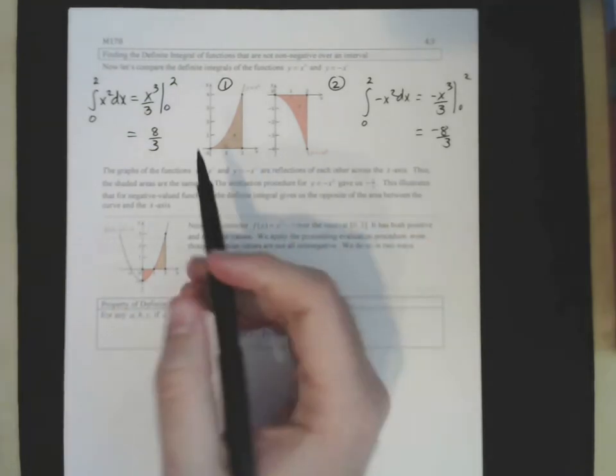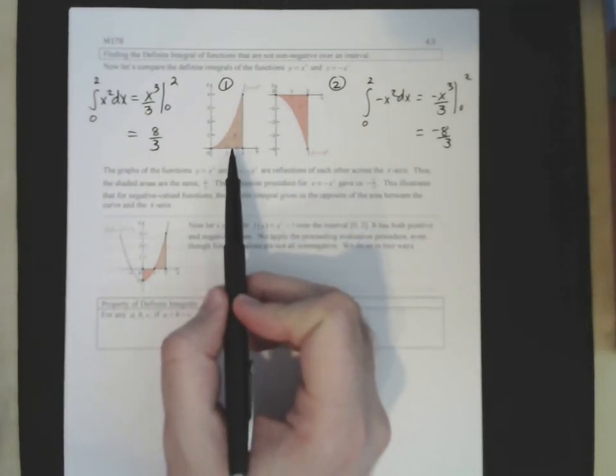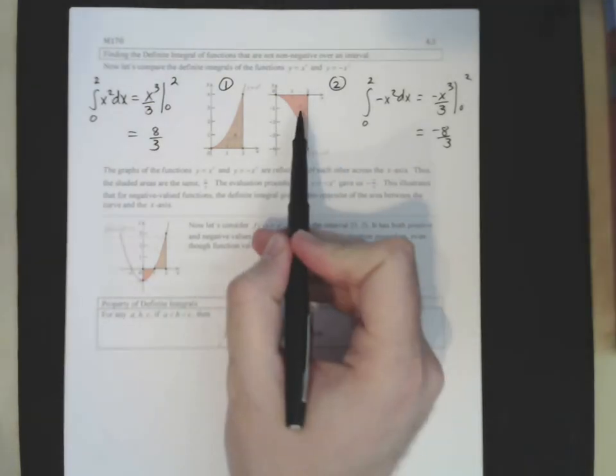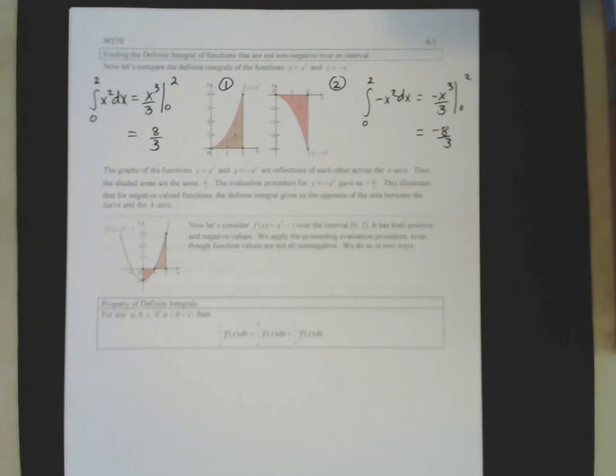So it makes sense that our area should be the same, because as this little paragraph says, x squared and negative x squared are just reflections of each other across the x-axis. And so what this is supposed to do is show you that for negative valued functions, the definite integral gives us the opposite area between the curve and the x-axis. So you get negative areas when you're below the x-axis, and you get positive areas when you have a function above the x-axis.